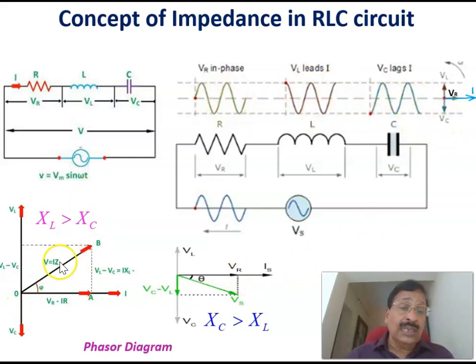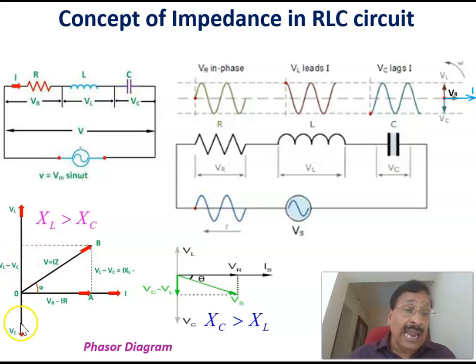Now, coming to the vector representation, this is the current vector, and the voltage across the resistor will be in phase with the current. That is why the voltage vector is in phase with the current vector. Another thing is that the voltage across the inductor is leading the current by 90 degrees, or you can say the current is lagging by 90 degrees. That is why this is the voltage across the inductor VL, and this is the voltage across the capacitance, which is lagging this voltage by 90 degrees.